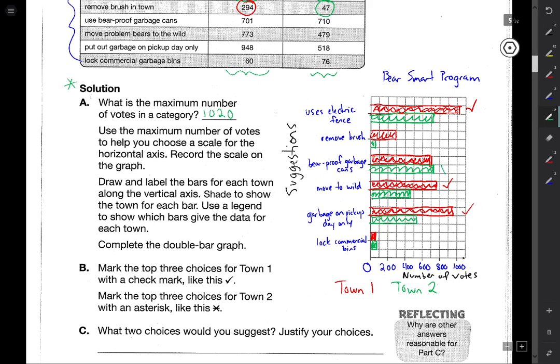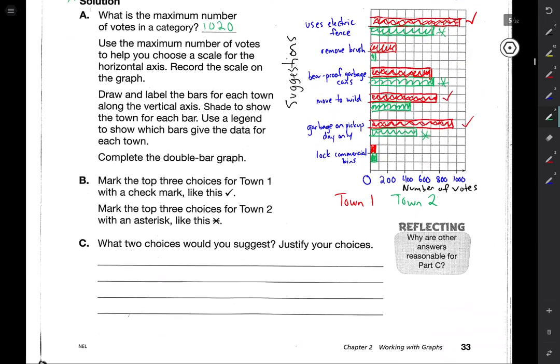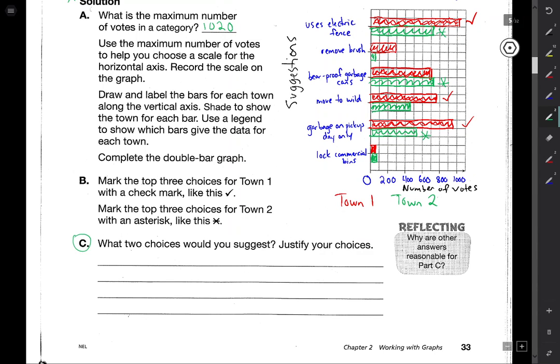So the highest one would be over here, the second highest would be over here, and the third highest would be this one over here. And the final step here is what 2 choices would you suggest? And you can justify your choices. This is all personal opinion, so if you don't want to move the problem bears to the wild, then you probably wouldn't choose that one. I think that putting garbage out on pickup day only would be a good idea, but that's my own personal preference. So in C, you can put whatever your heart desires.